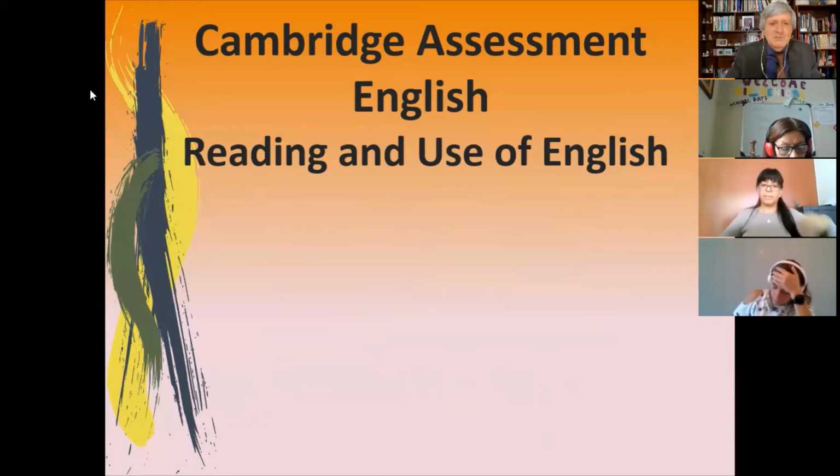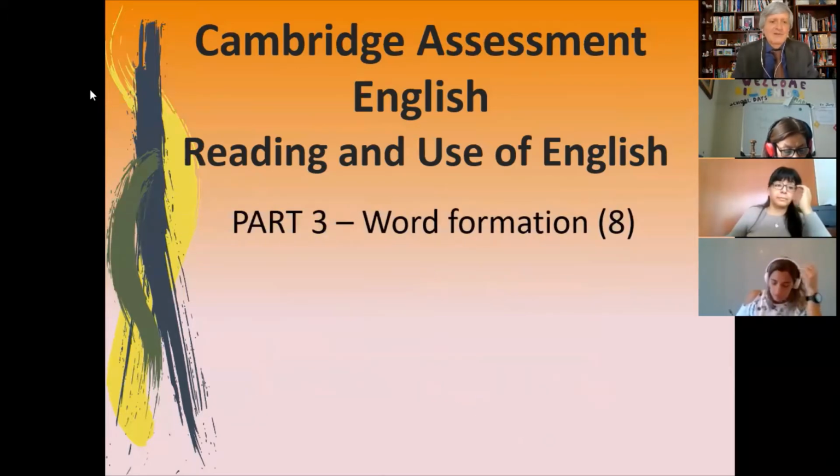And then we go into part 3, which is the word formation. Now, in this case, please check, it's very important. You will have the word that they give you, and you need to change the part of speech.